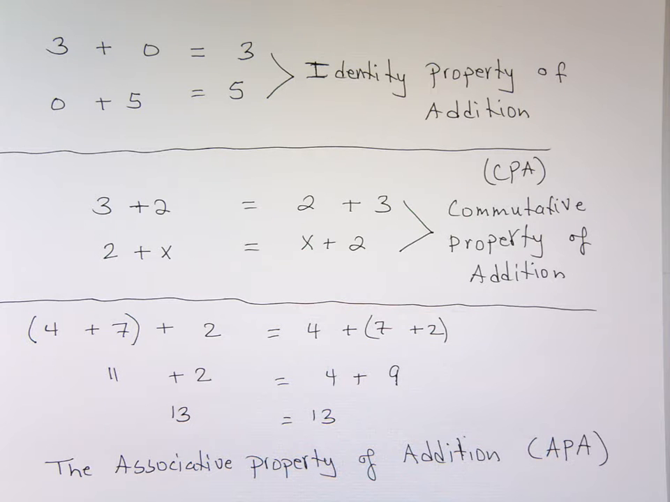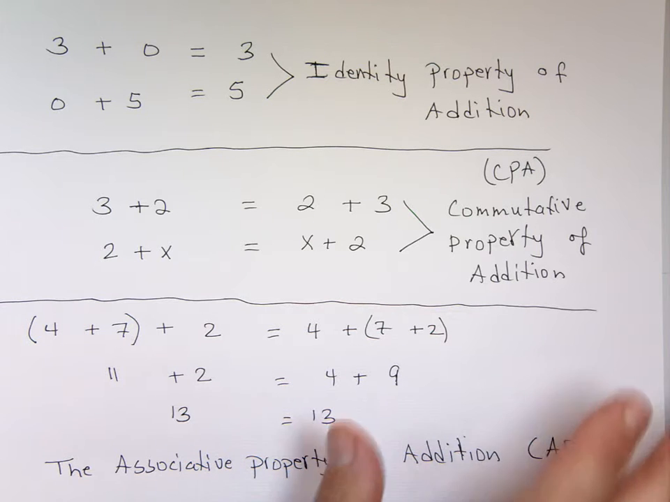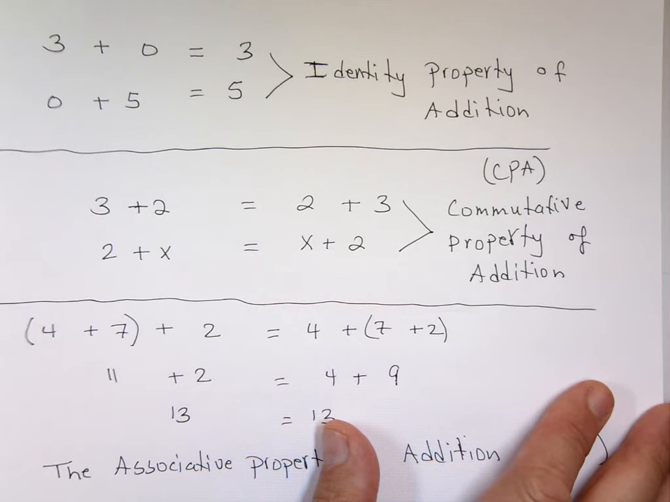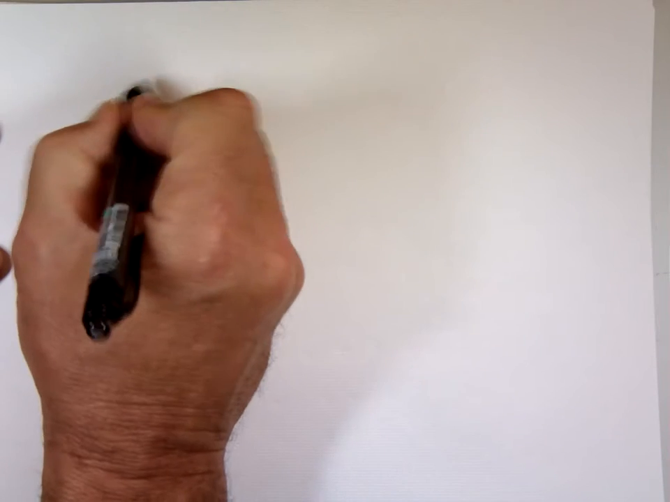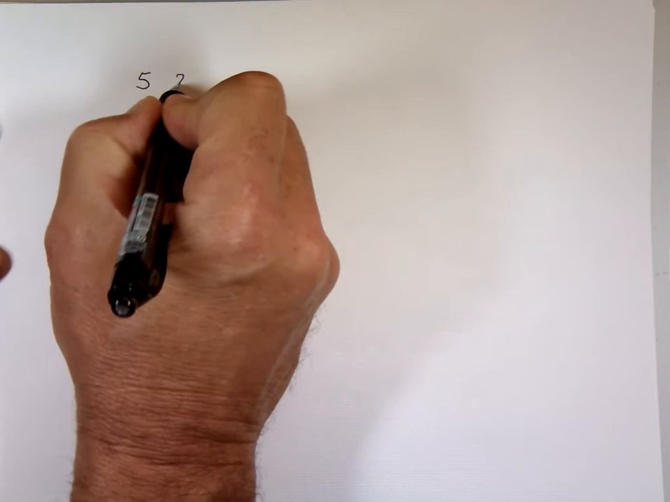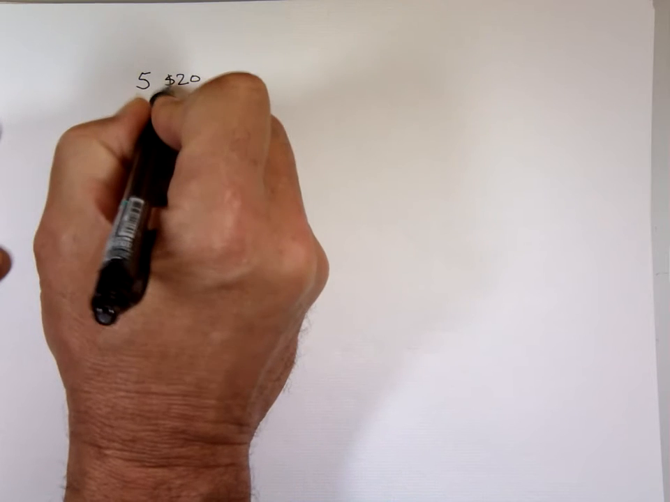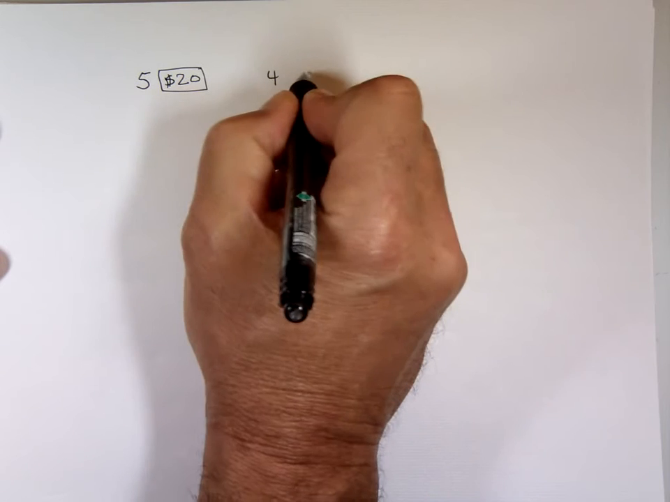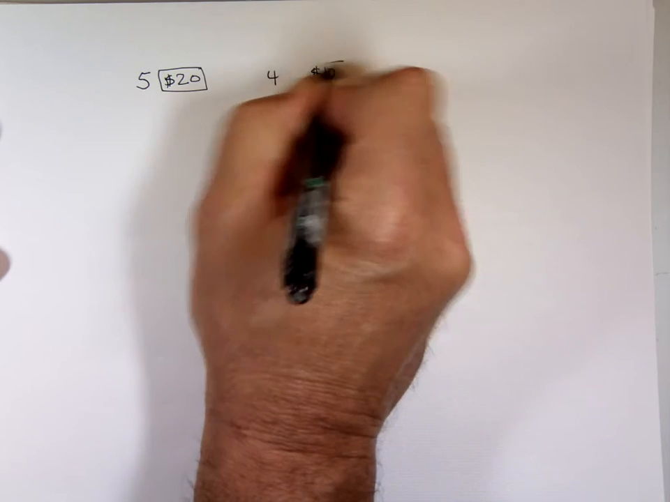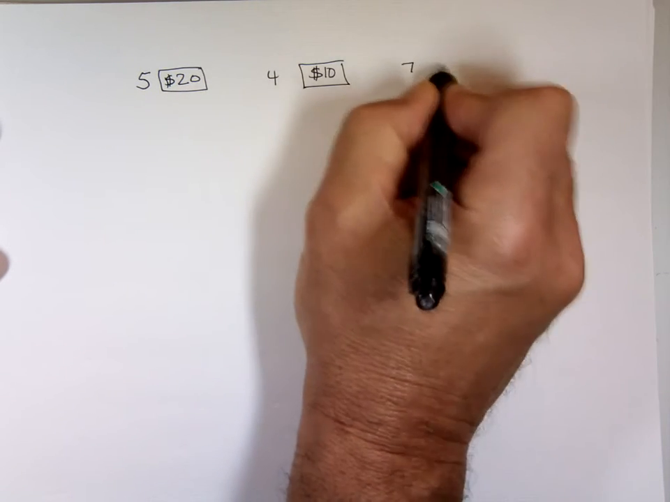Now, how do we add numbers? Let's think about this. Let's say you look through your wallet and you found out you have 5 20s, 5 of them. You have 4 10s, $10 bills, and you have 7 1s.